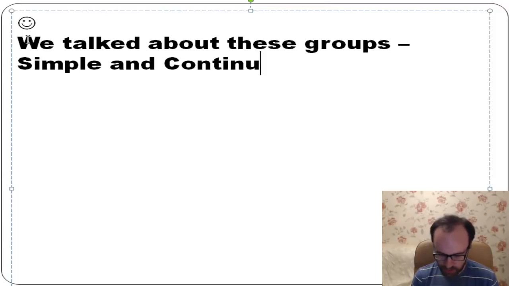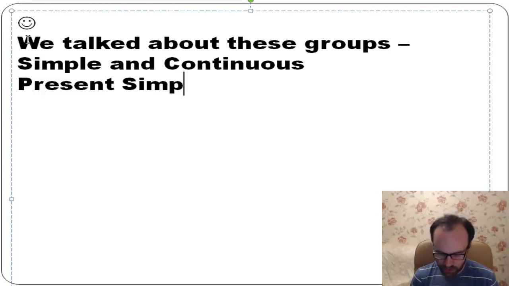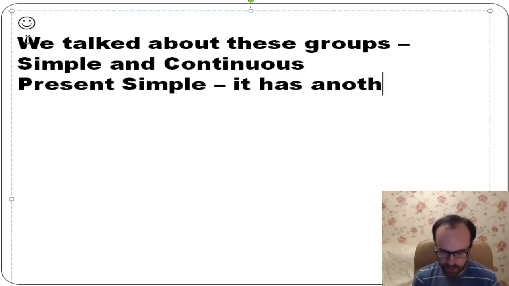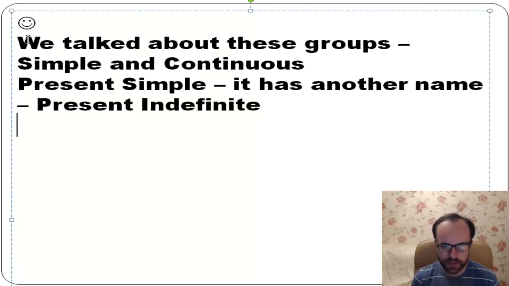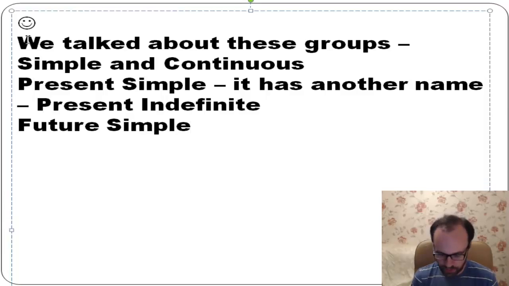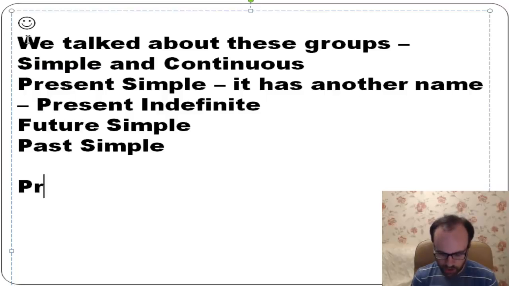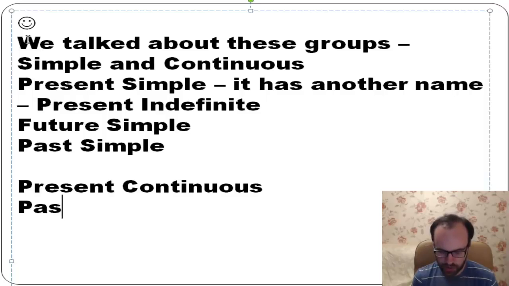Simple and continuous. Okay? So present simple has another name. Present indefinite. Next, future simple. Past simple and present continuous. Past continuous.